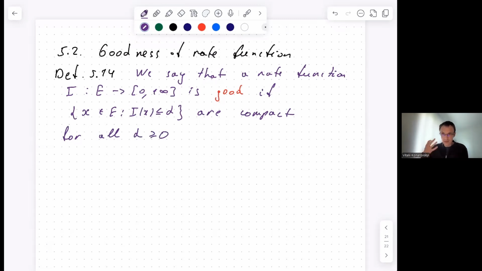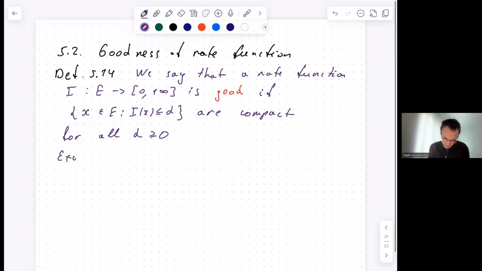You see that lower semi-continuity is equivalent to the fact that the level sets are closed, but now we assume a little bit more. Then they are not only closed, but also compact. So every good function is lower semi-continuous, but not every lower semi-continuous function is a good rate function.